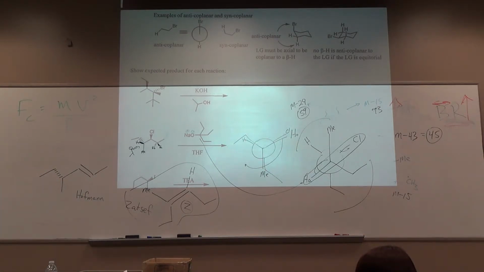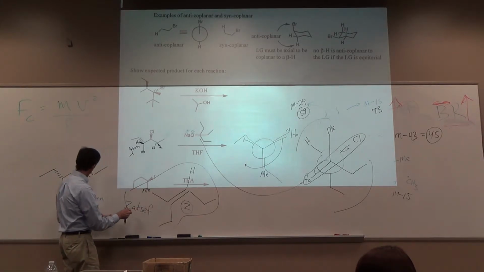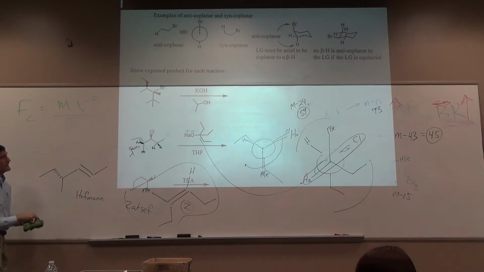How'd we do? Those didn't work. How'd you do? The bulkier your base, the more likely you're going to get Hofmann. What will that one give? I don't know, it's hard to say.